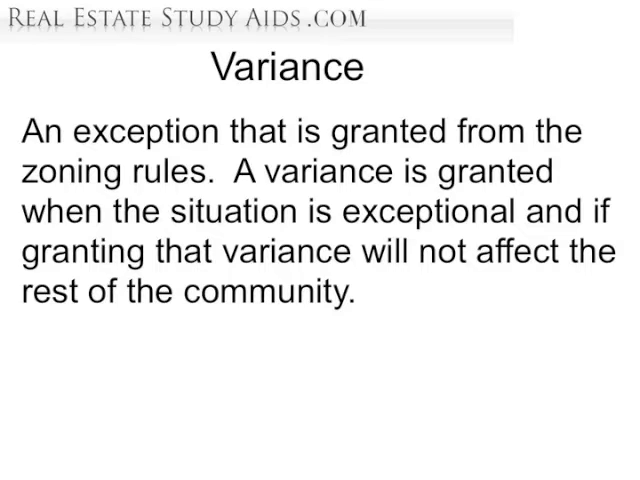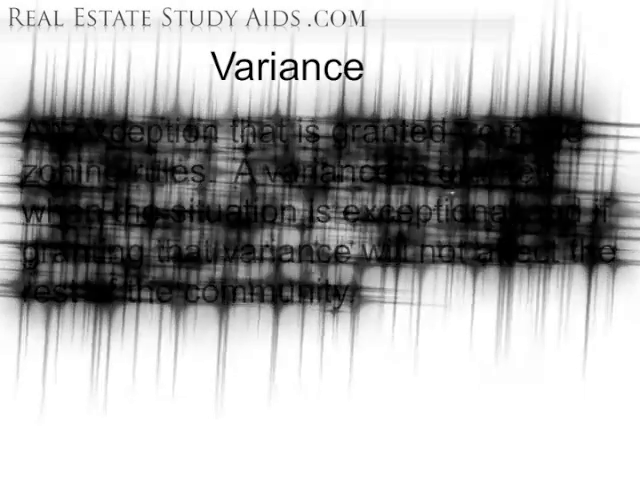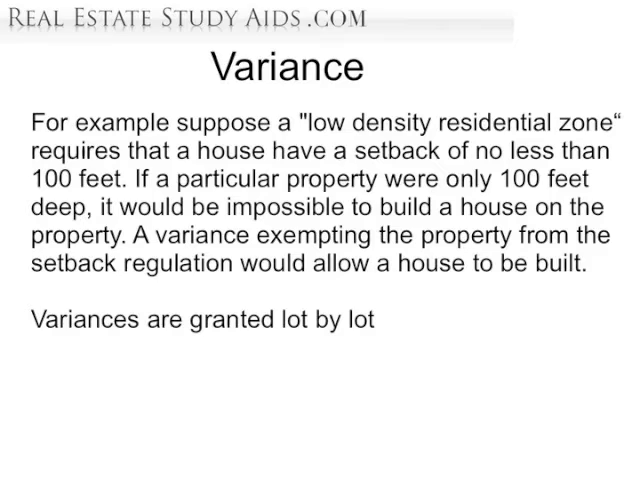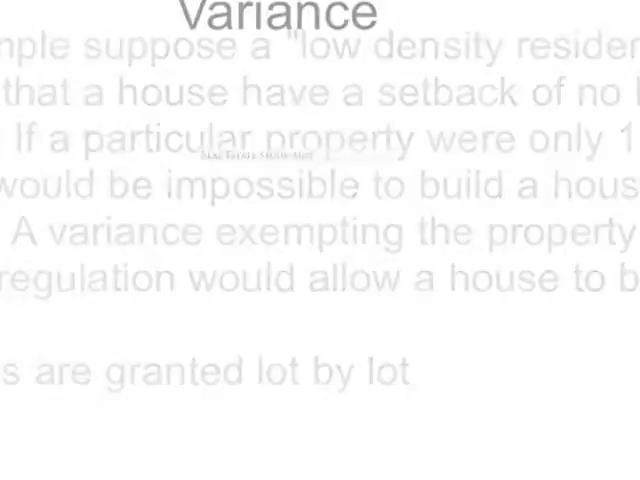A variance is granted when the situation is exceptional and when granting that variance will not affect the rest of the community. For example, suppose a low-density residential zone requires that a house have a setback of no less than 100 feet. If a particular property were only 100 feet deep, it would be impossible to build a house on the property. A variance exempting the property from the setback regulation would allow a house to be built. Variances are granted lot by lot.